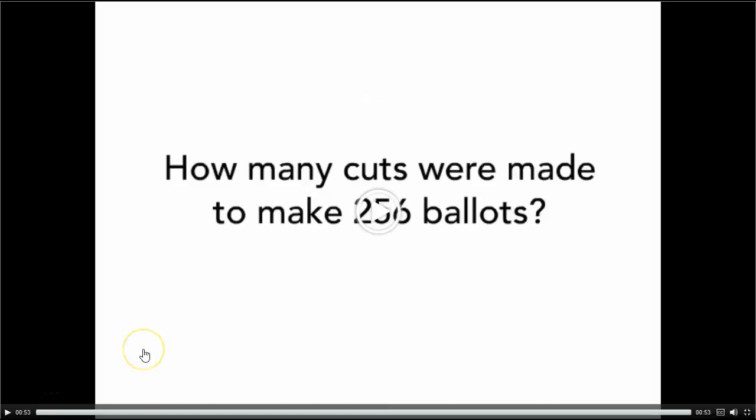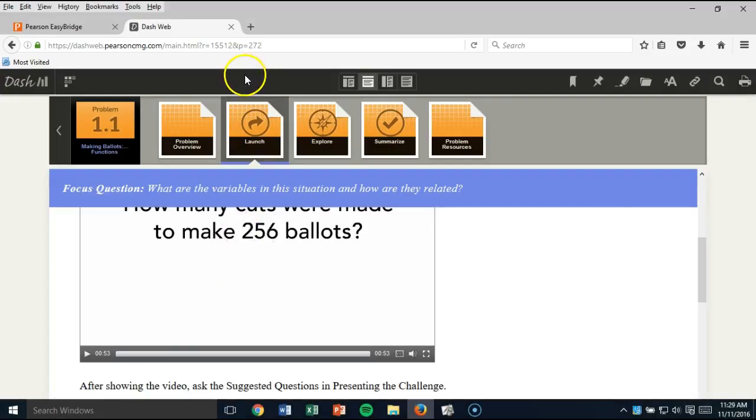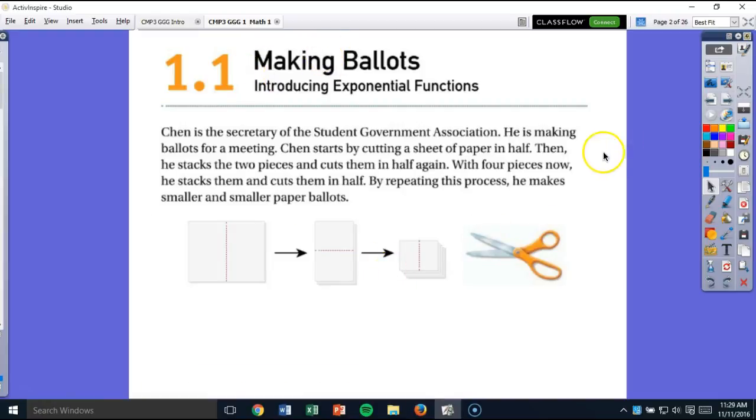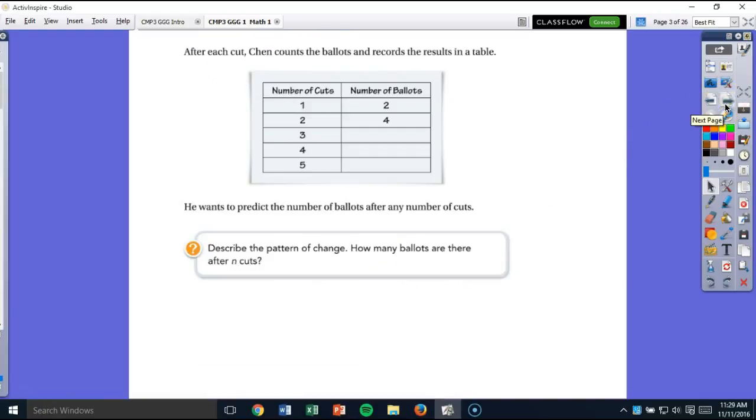All right, so how many cuts were made to make the 256 ballots? Well, working with exponents, we're going to go ahead and find that out. Now, in your lab sheet for 1.1, there's a table where you can fill this out. It says after each cut, Chen counts the ballots and records the results in a table. So after his first cut, they have 2 ballots. After the second cut, there are 4 ballots. So then after the third cut, how many ballots do you think there'll be? Go ahead and fill out the complete table, which goes out to, I believe, 10 on the lab sheet.